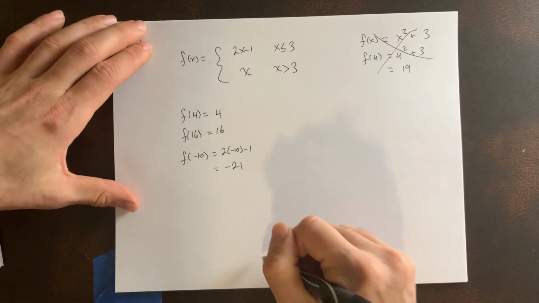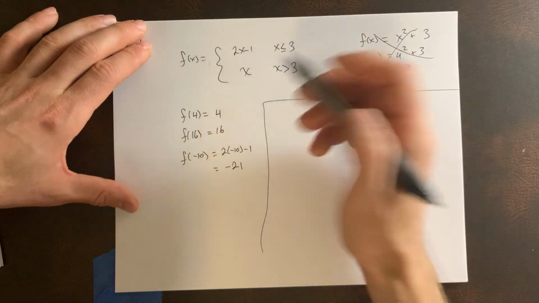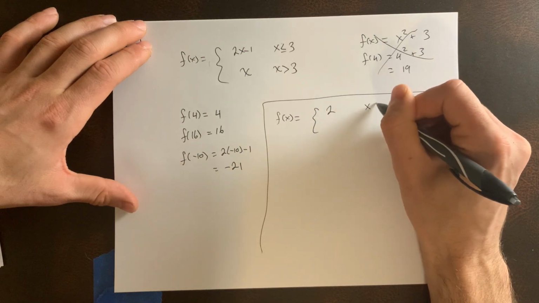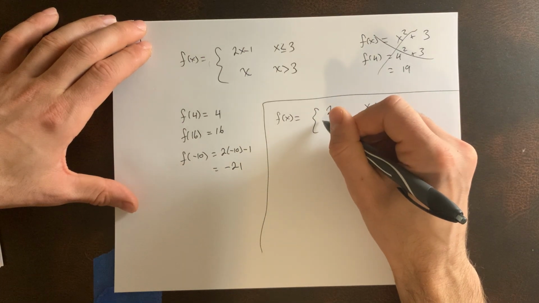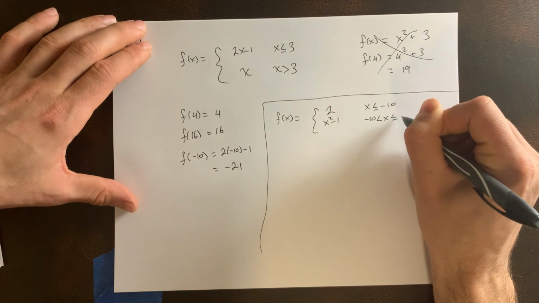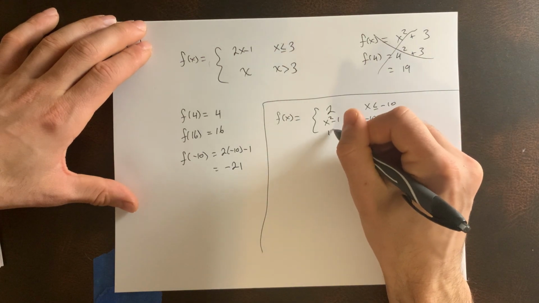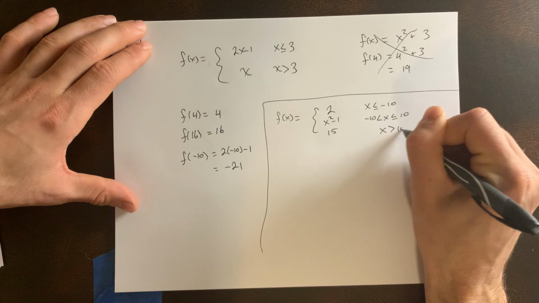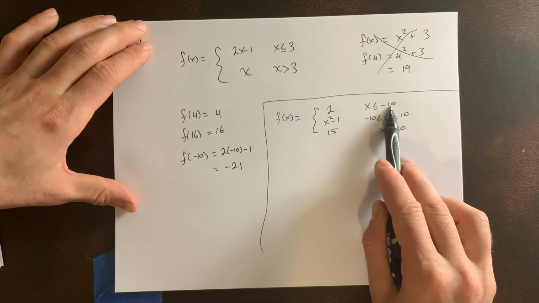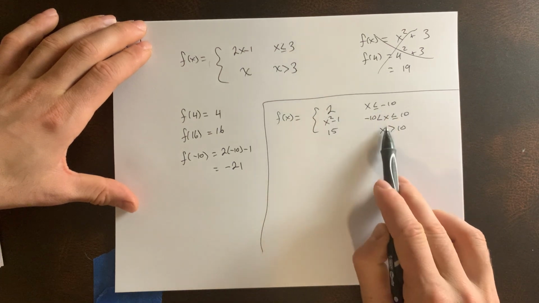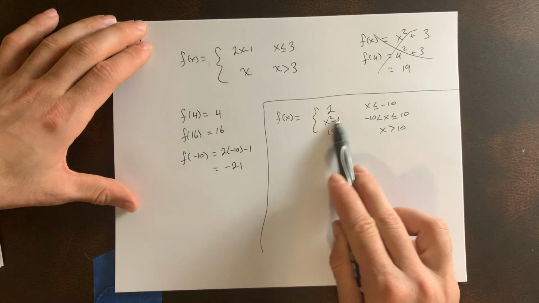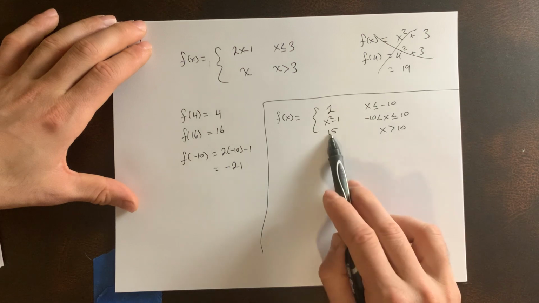Just one more example like this. We can have more than two equations in here. For example, f of x equals 2 when x is less than or equal to negative 10, x squared minus 1 in between, and 15 for the rest. This is telling us that if we plug in a number less than or equal to minus 10, it's just the number 2. If we plug in a number bigger than minus 10 but less than or equal to positive 10, it's going to be this equation. If we plug in a number bigger than 10, it's just going to be 15.